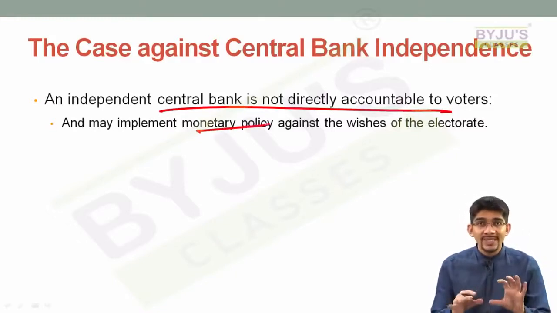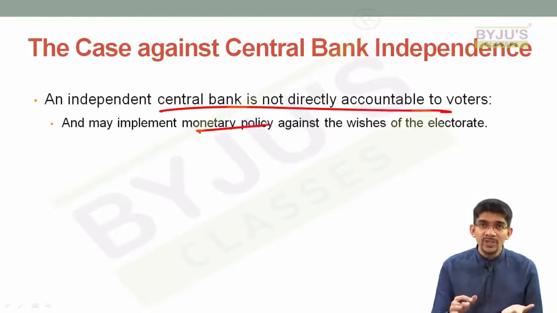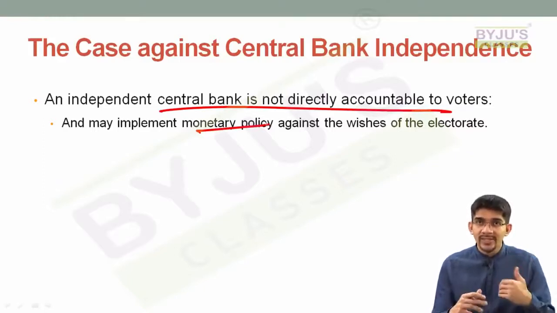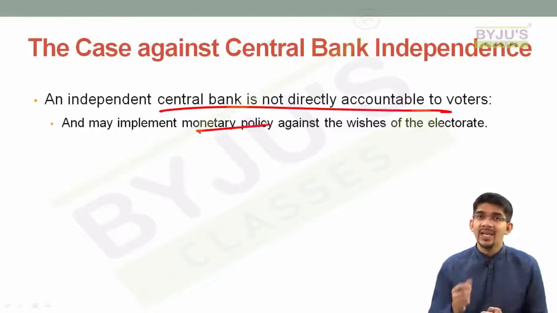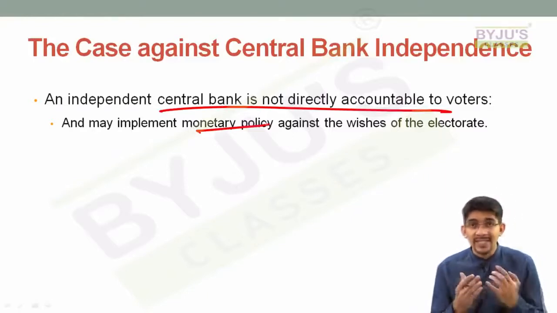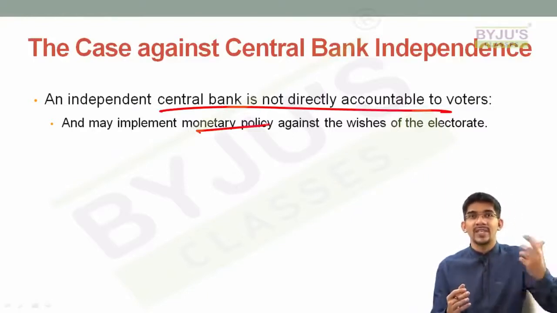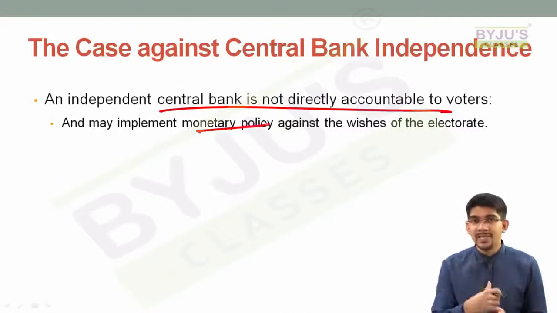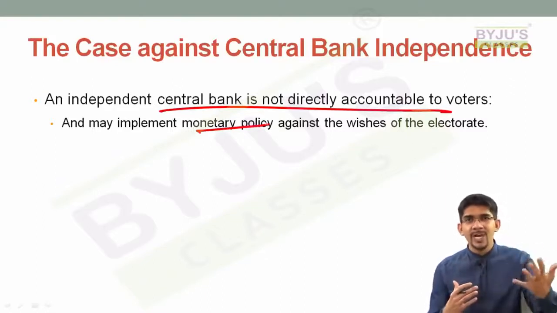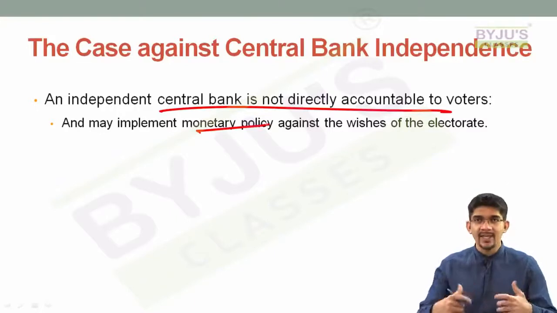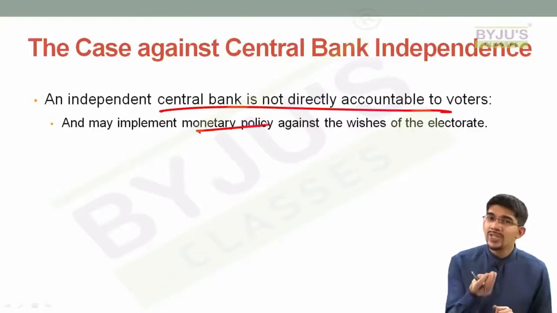For example, there could be a stagflation situation in which the economy is not growing, and at the same time, unemployment is high as well, and RBI cannot reduce the interest rate. Instead, it has to hike the interest rate because inflation is high. Now, the electorate might not appreciate that. People might start feeling, why should the RBI have this power? Why can't we decide? Why can't our government decide? So those kinds of questions can come.